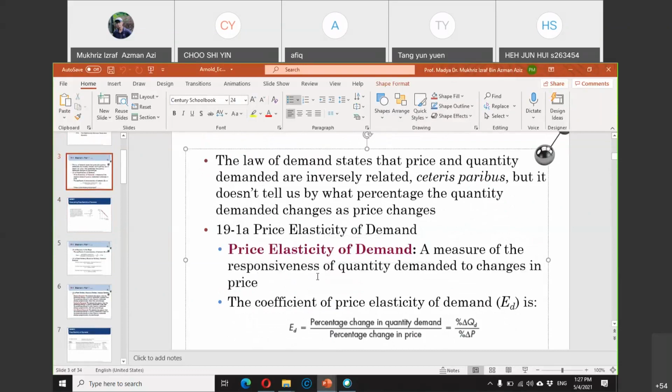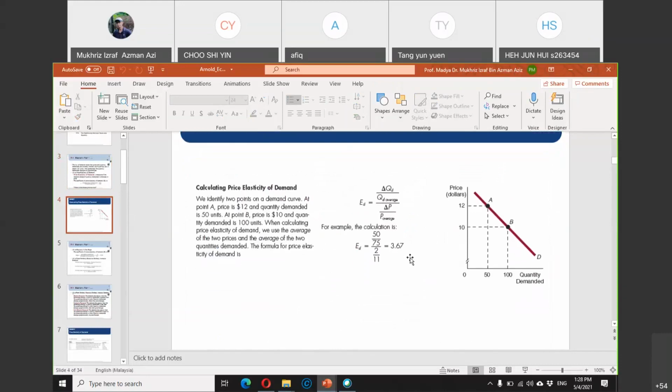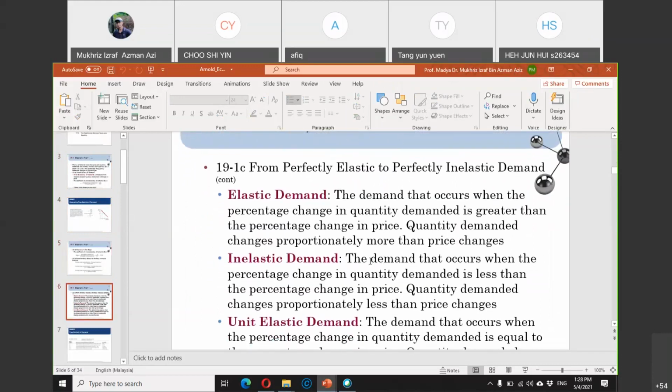So if you say that demand is elastic, it means the demand for that particular good is very responsive to changes in price. If the demand is inelastic, it means the demand for that particular good is not responsive or not sensitive to changes in price. So just understand the concept of whether it is sensitive or not. Elastic means sensitive. Inelastic means not sensitive or less sensitive to changes in price.